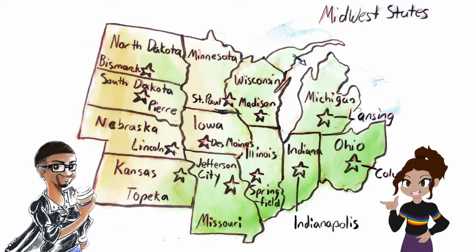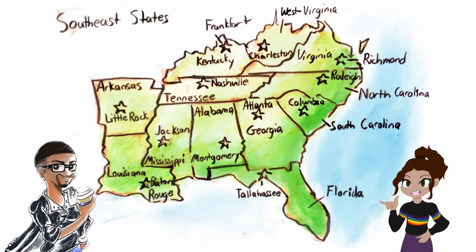Oh yeah, and then you guys also know that Alaska and Hawaii are definitely a part of the Pacific coast because, well, Pacific Ocean, guys.